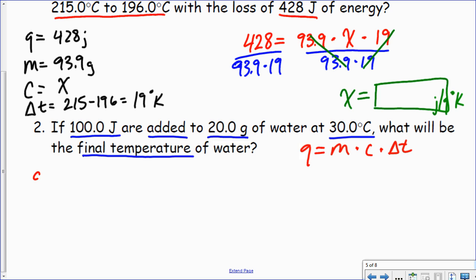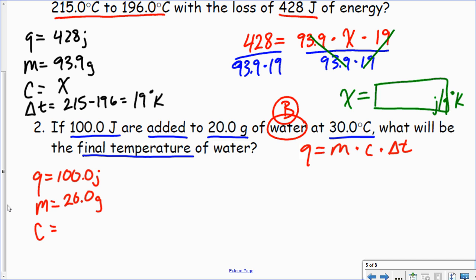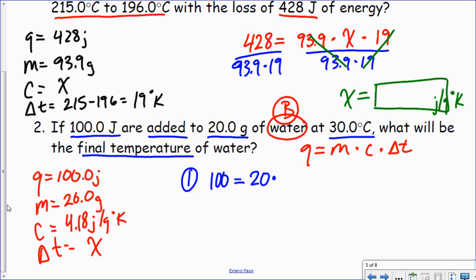And we define our terms. Q equals 100.0 joules. M equals 20.0 grams. C, we can figure that out because we're talking about water. Look at table B for the specific heat capacity of water, 4.18 joules per gram degree Kelvin. And delta T, in this case, is X. We don't know it. That's what we're finding out first, then we're applying it to our 30 degrees. So two-step problem here. The first step, 100 equals 20 times 4.18 times X.